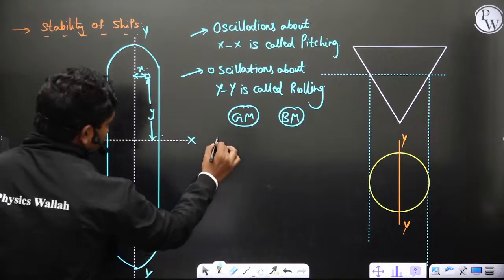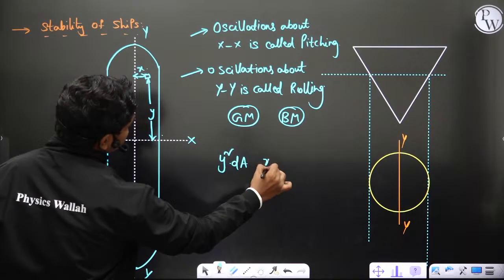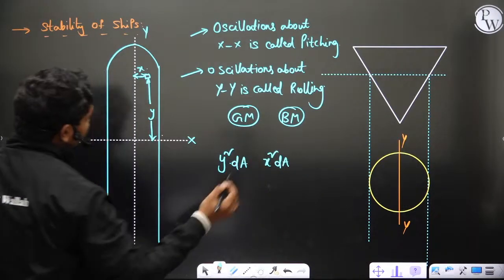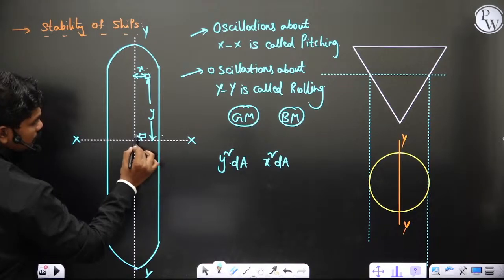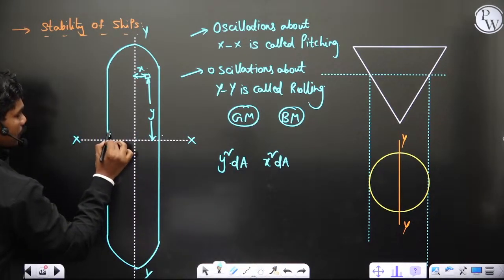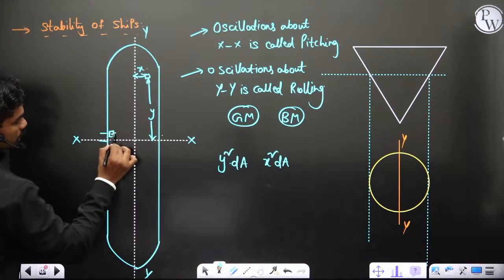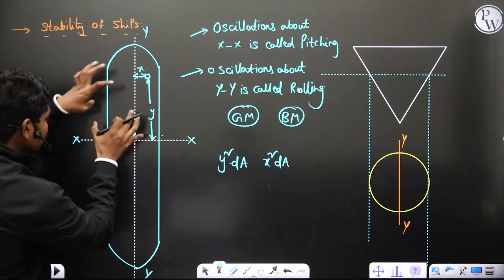If you take y square dA and x square dA, you may ask what happens if I take a cross section somewhere here, then it will be very near compared to this. Or if I take a small cross section somewhere here, then this is very small but this is very large. You may argue, but still compared to this width, the length will be more.